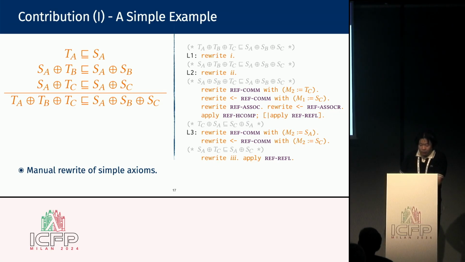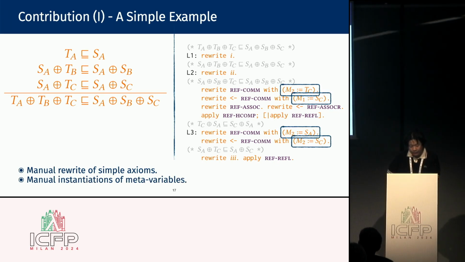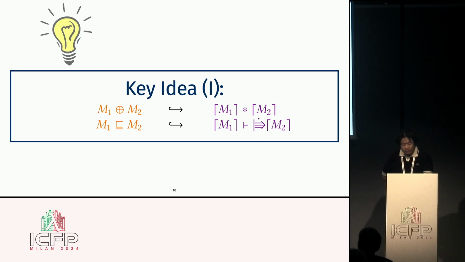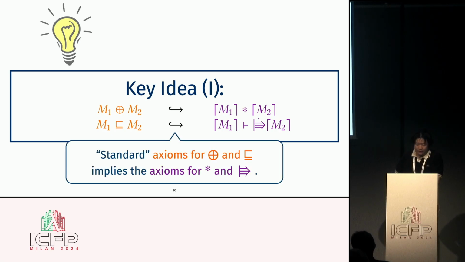It comprises multiple manual rewrites of tedious axioms, especially those for commutativity and associativity. Also, when applying these tedious axioms, it is often necessary to give explicit instantiations of meta variables, which makes it even more tedious. And here comes the first key idea. The module linking operator and the refinement on the left can be embedded to separation logic using separating conjunction and update modality. Specifically, the standard axioms for module linking operator and refinement imply the axioms for separating conjunction and update modality. This looks so obvious, but to my best knowledge, this connection has not been known.